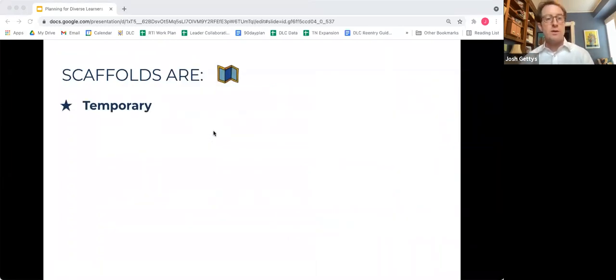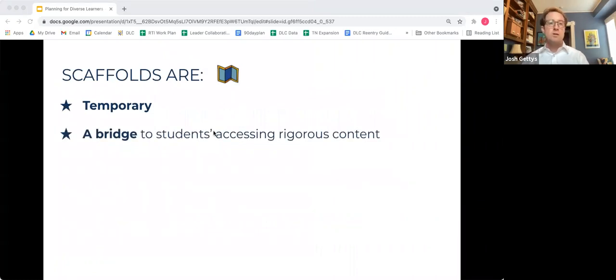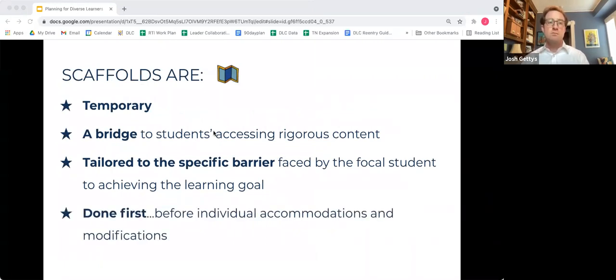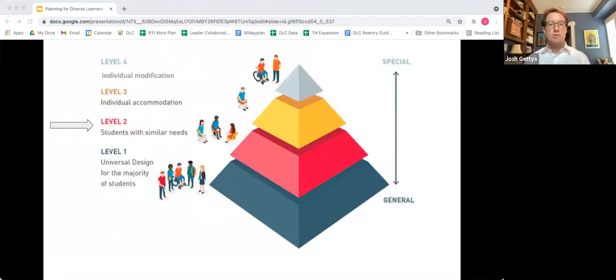So scaffolds are temporary. They're a bridge to rigorous content. They're tailored to the specific barrier and that student. And they're done first, before the individual accommodations and modifications, because a lot of students who need that individualized support will benefit from these scaffolds. I'm not asking you to plan individualized support for every student in your class. We're saying let's plan for tier 2 and then take those learnings and apply them to tier 1, for the benefit of the majority of students in your class.